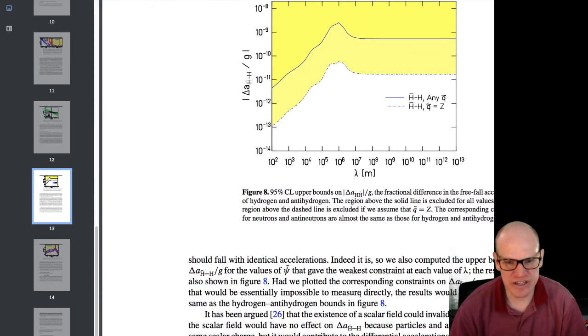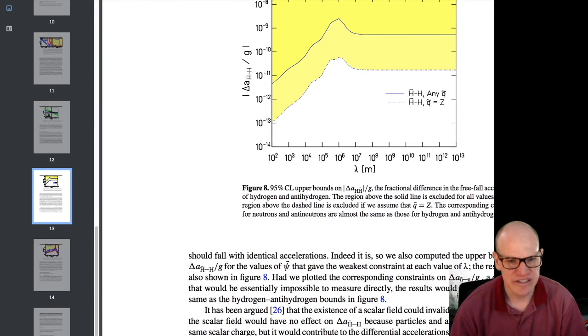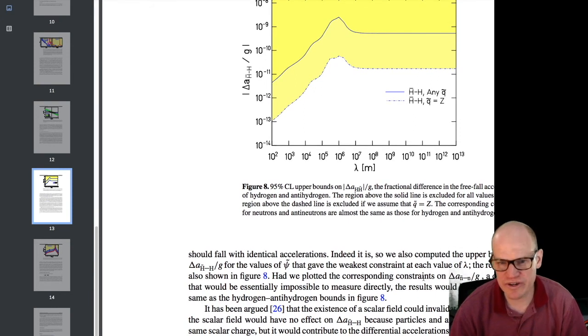A quantity that would be essentially impossible to measure directly. Had we plotted the corresponding constraints, the results would be essentially the same as the hydrogen-antihydrogen bounds in figure 8.